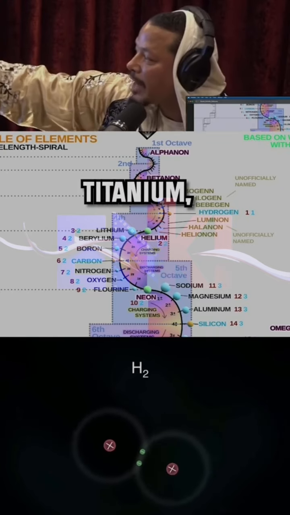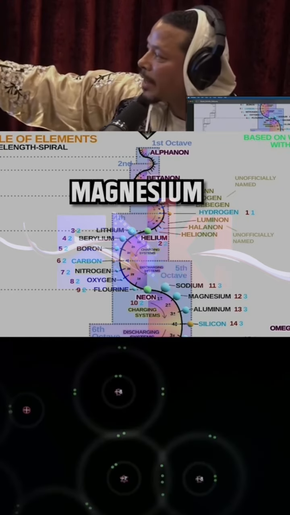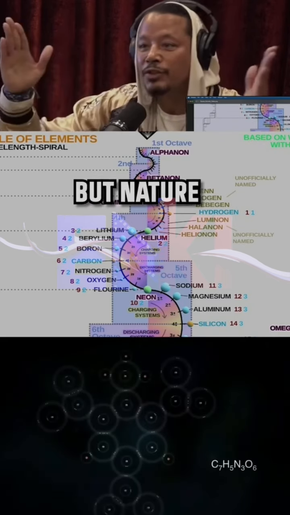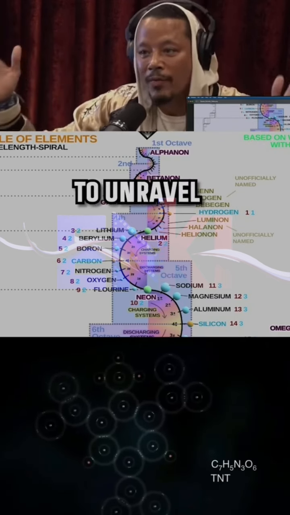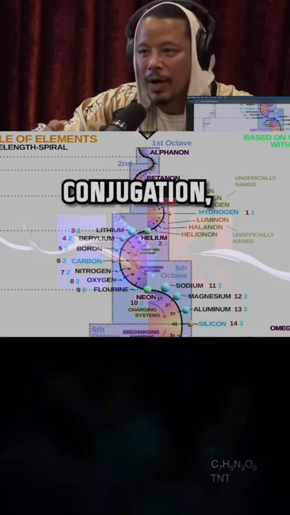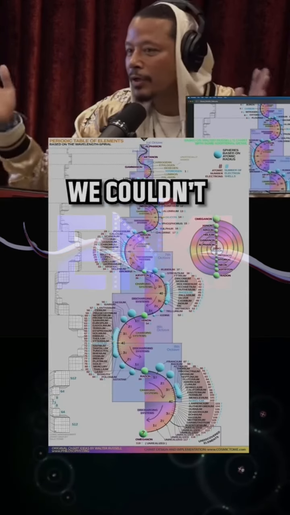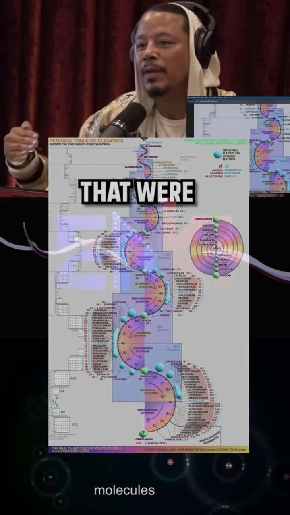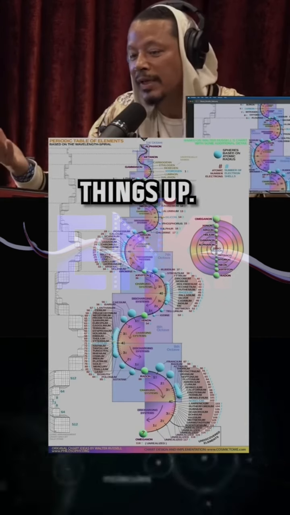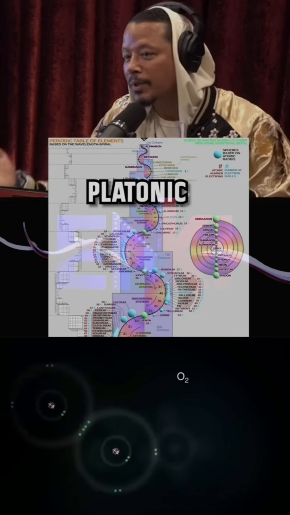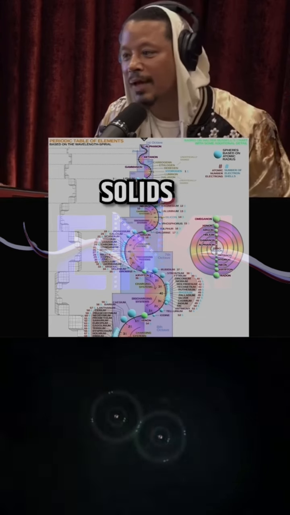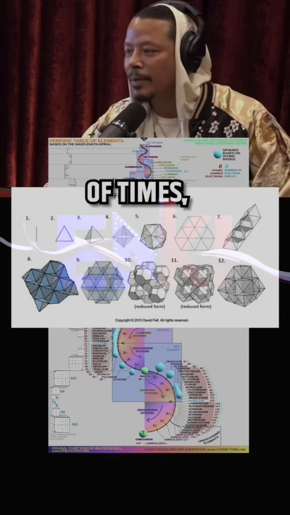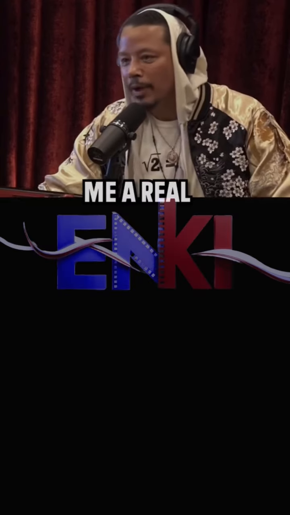The same titanium, vanadium, chromium, manganese, and iron exists between aluminum and silicon. But nature doesn't allow us to unravel that. But now, with the wave conjugations, we can. We couldn't do that before because we didn't know the angles of incidence that were necessary to open these things up. And you couldn't do that with the platonic solids because the platonic solids were averages and approximations. Like I've said a number of times, you show me a real straight line.